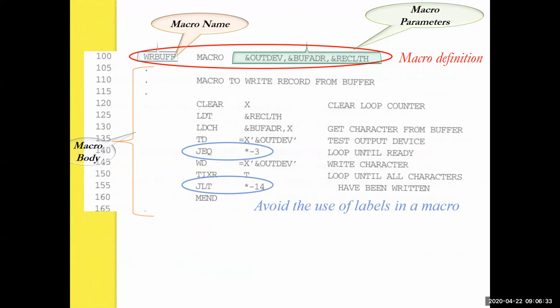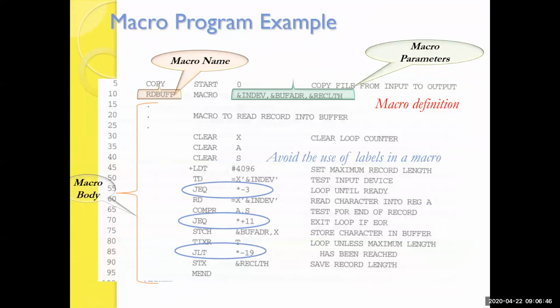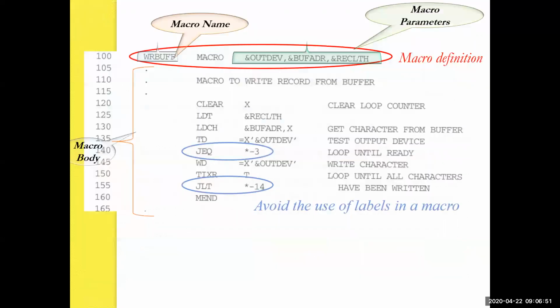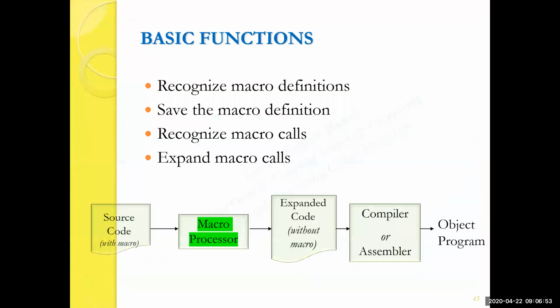And it is important to know which set of statements correspond to which macro. For example, as a part of WRBUFF, we have instructions CLEAR X to JLT *-14, while the statements that form the body of the macro RDBUFF are CLEAR X to STX RECORDLENGTH. So it's important that whenever a macroprocessor encounters a macro definition identified with the keywords MACRO and MEND, it saves it so that the statements that form the body of the macro could be used later during the expansion.